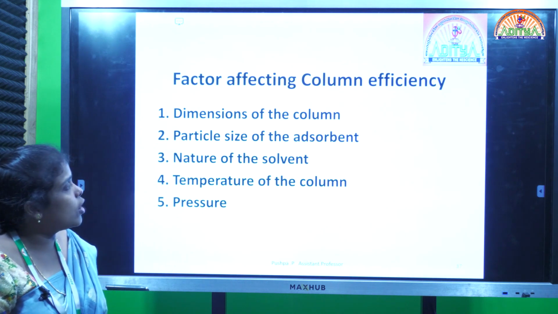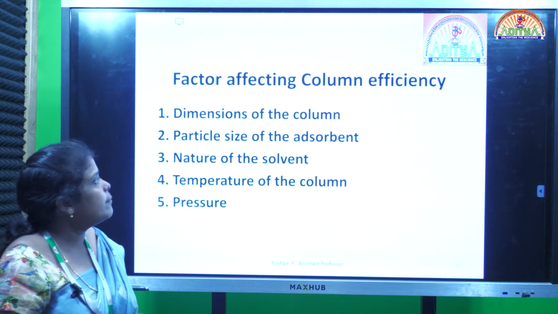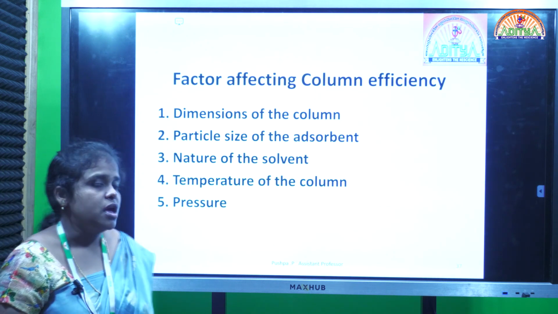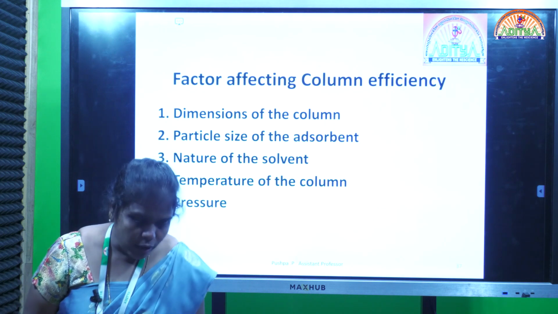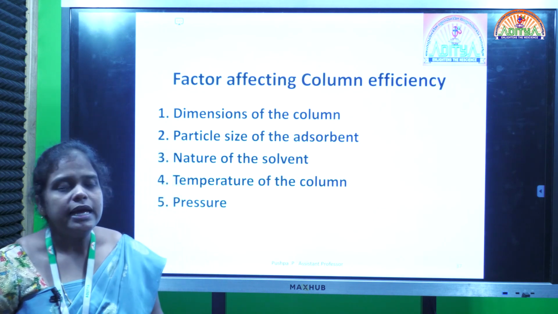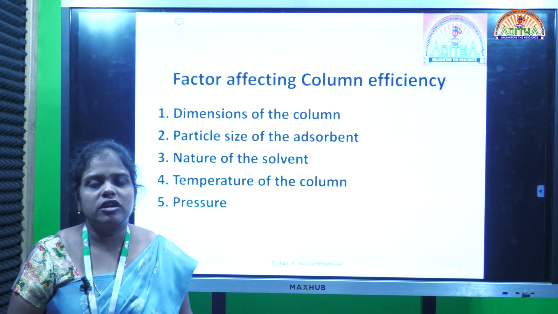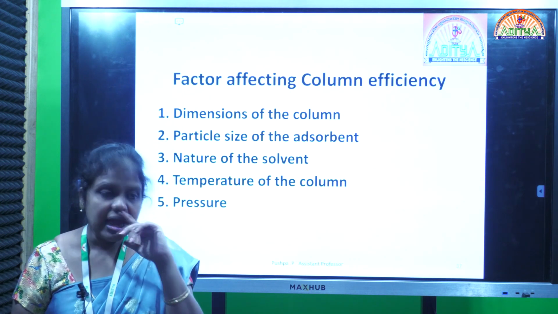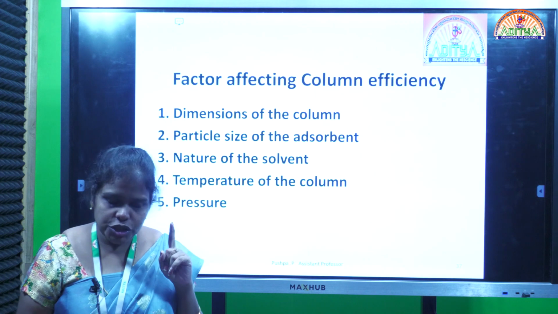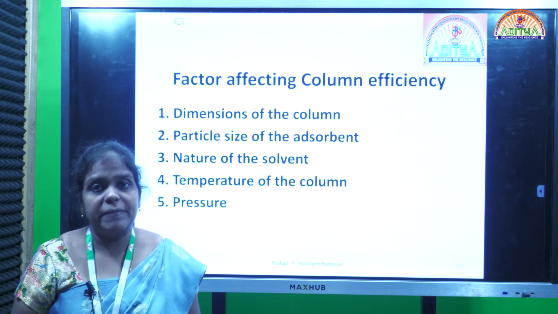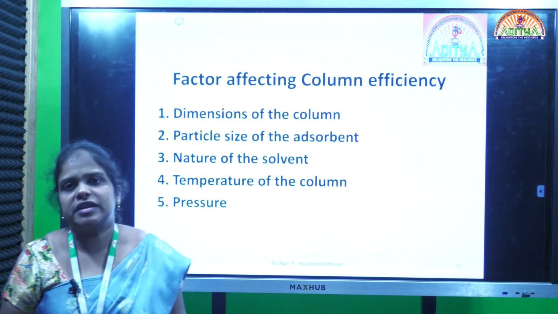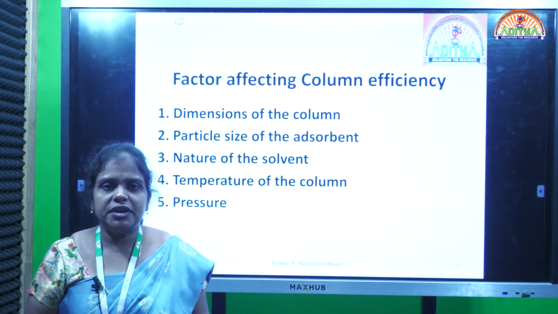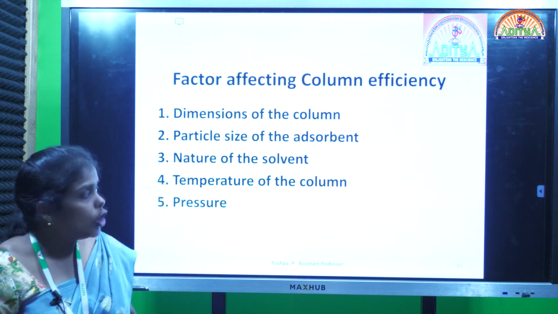And the factors affecting column efficiency are: dimensions of the column, particle size of the adsorbent, nature of the solvent, temperature of the column, and pressure. Dimensions of the column, you already know, I already discussed in column adsorption chromatography. Same like that, even in column partition chromatography, 100:1. That means if the length of the column is 100 centimeters, then the diameter of the column should be 1 centimeter. Then it will be a better and efficient column for good separation. Those length and diameter dimensions are also very important for good separation in column chromatography.